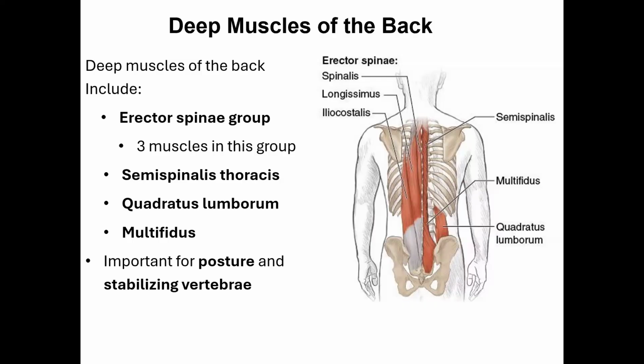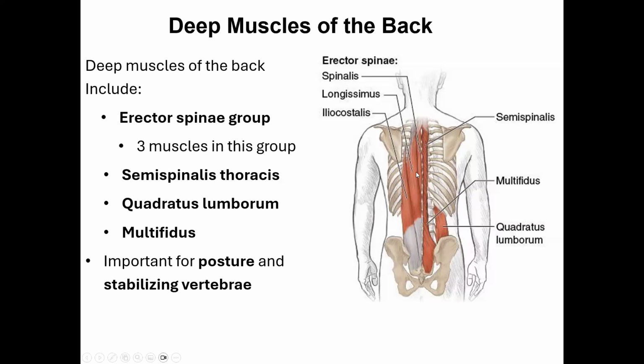So what are the muscles of the back? There's the erector spinae muscles. So these muscles here, which you see, are called the erector spinae. There are three muscles: spinalis, longissimus, and iliocostalis.